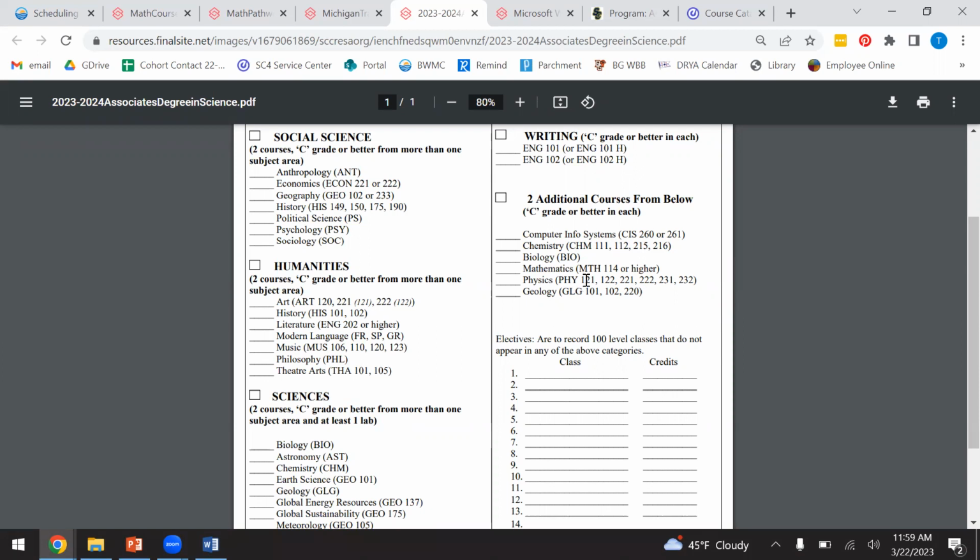Physics are similar, where 121 is fall only, 122 is winter, 221 is fall, and 222 is winter. These other ones, depending, one of them is like statics, I think, which sometimes an engineering path would want you to have. And I believe those are winter only, and you would do those at the same time as 222.